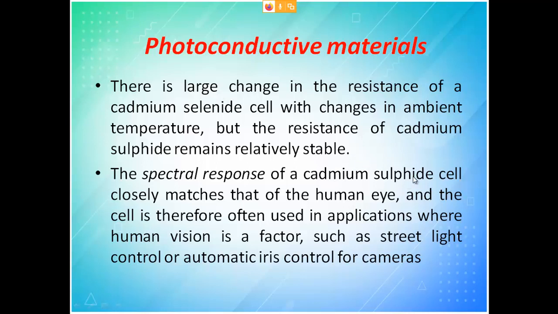The reason why I go for sulfide is that it is closely matched to the human eye, which means our response. What is the response of the human eye to light intensity? It gets matched with this particular fellow, and therefore it is often used in applications where human vision is a factor. Human vision factor is, when you take a photo, your vision and the camera lens opening should match, then only will the light which you see be correctly observed by the camera. So this type of material is used in the automatic iris control of a camera. Iris is nothing but the opening of your lens.